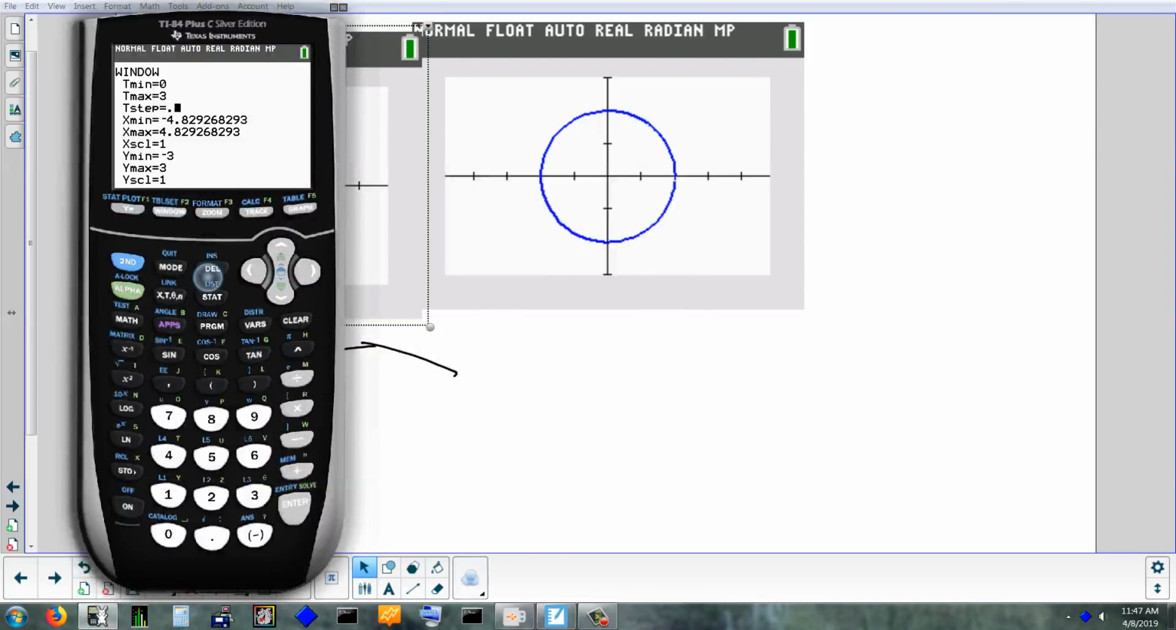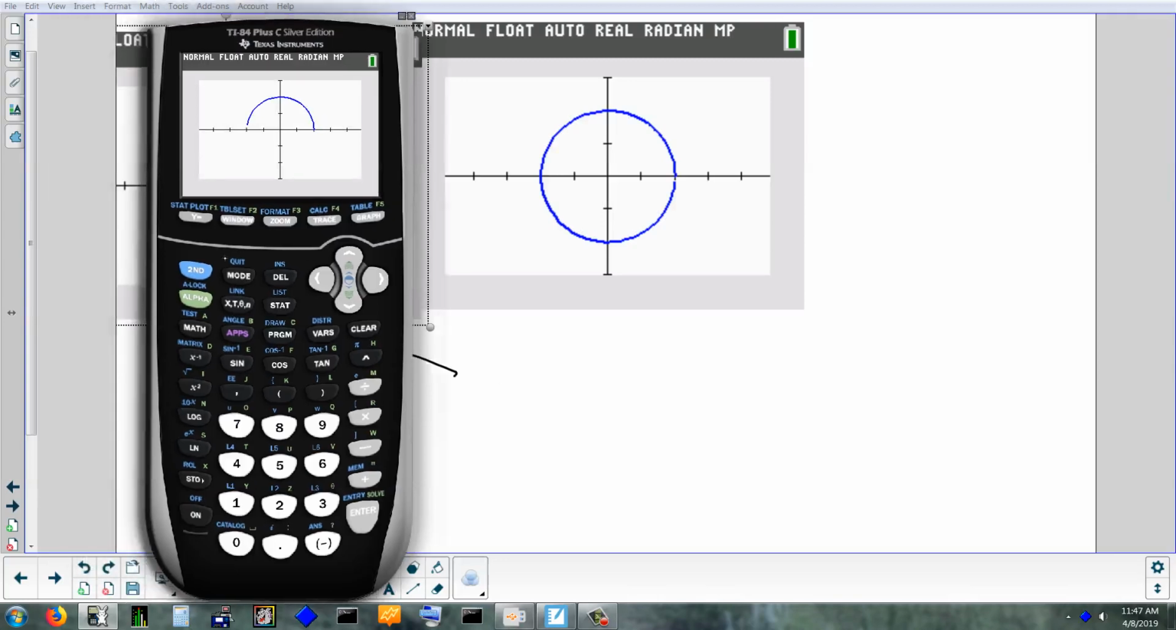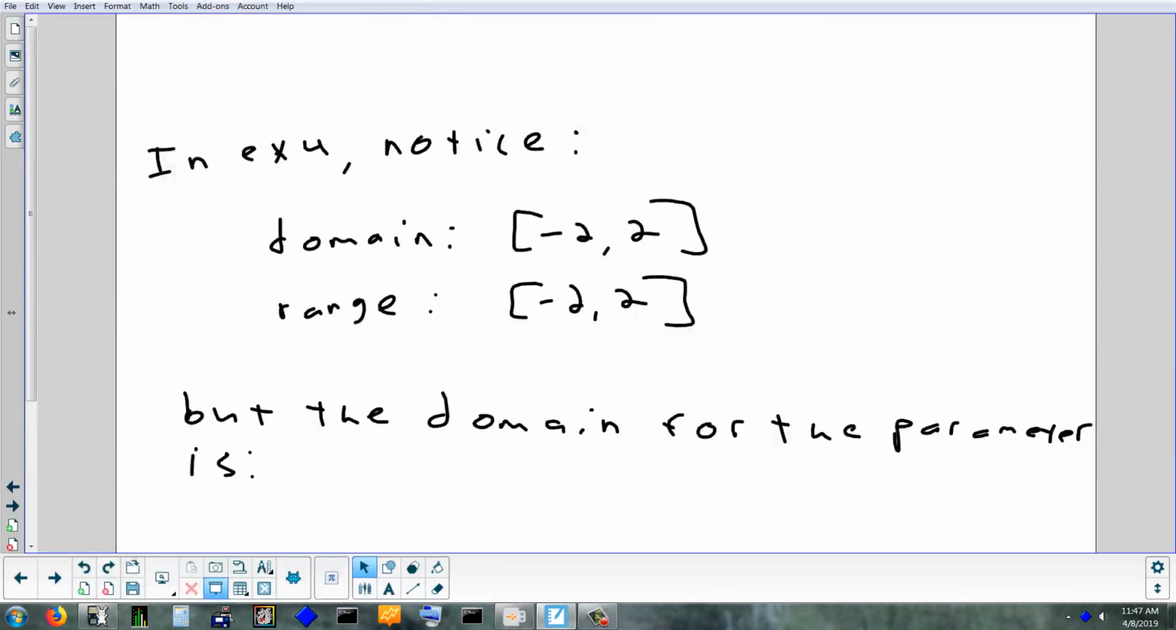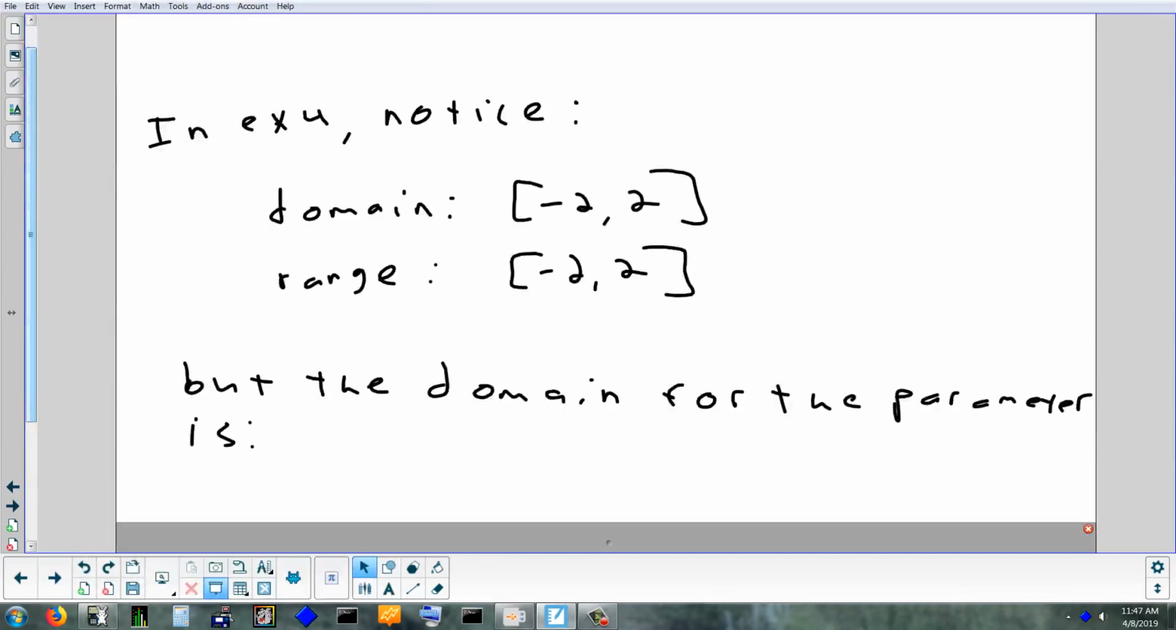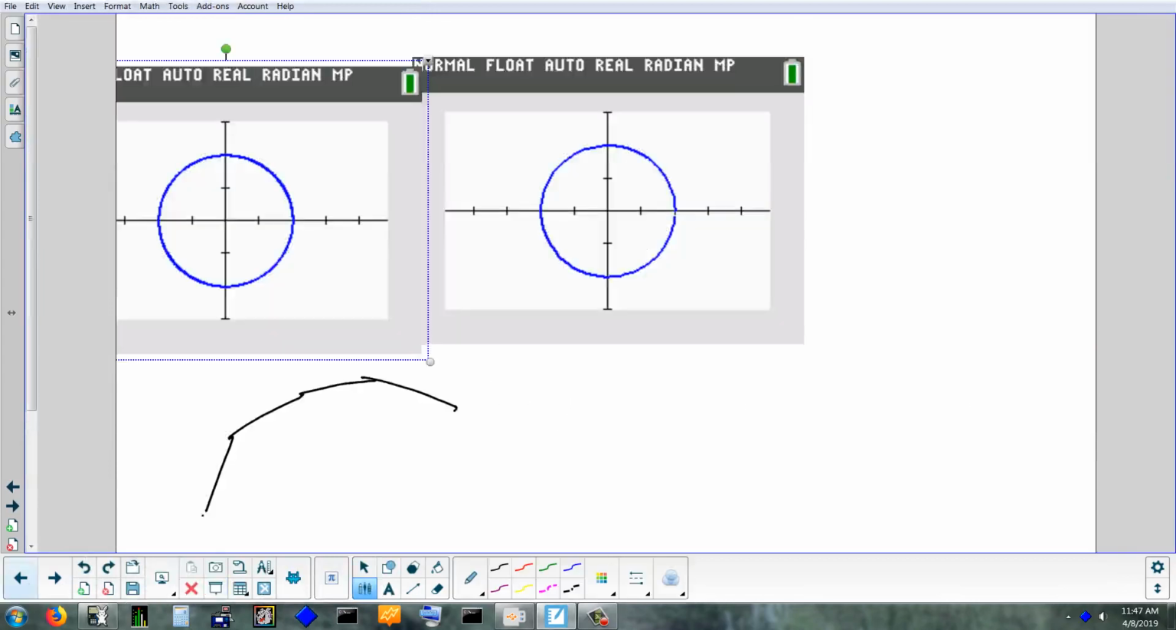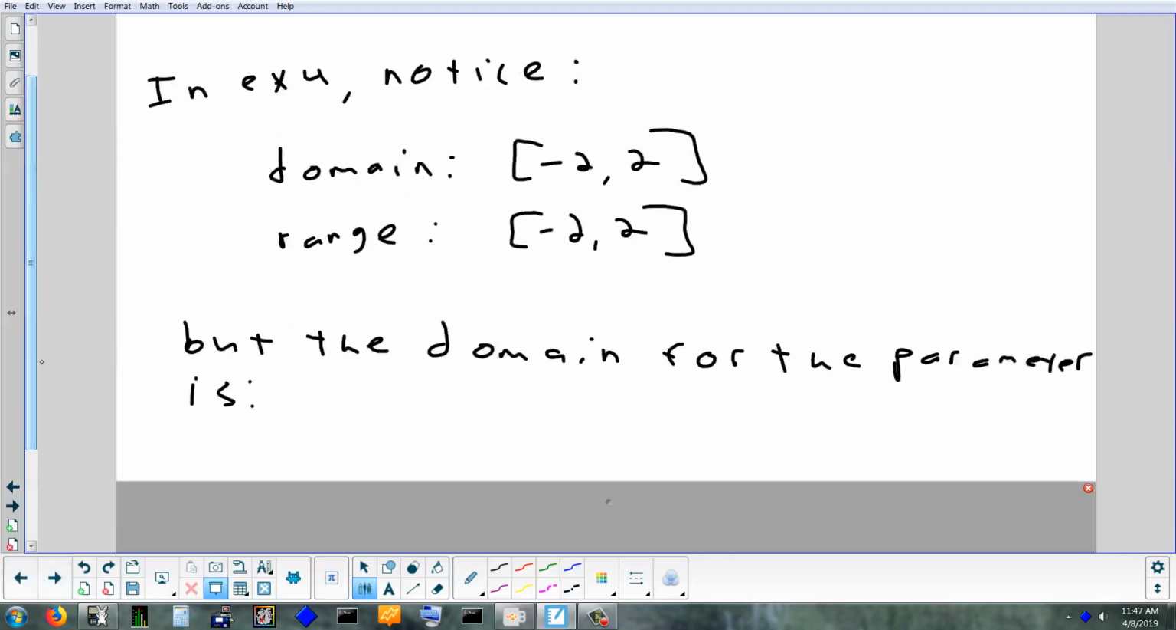Now, I told you I'd show you what happens if you leave this at 3. If you leave that at 3, you're not going to get the full circle. You didn't go through the full period of sine or cosine. So t didn't get to be all the values that it should have been allowed to be. So t is kind of important there. All right, so notice when you draw your circle, the domain was -2 to 2 on the x and -2 to 2 on the y. That was your domain. But the parameter had to go from 0 to 2 pi.